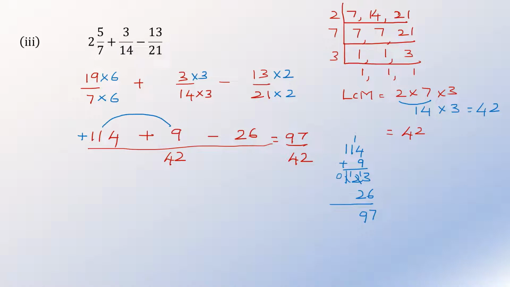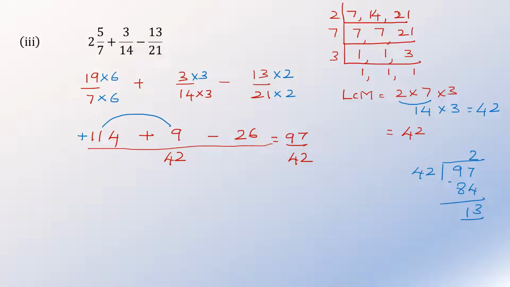97 by 42. Okay, now this is an improper fraction, so let's convert it to a mixed number. Let's divide 97 by 42. 42 into 2 will give us 84. So let's continue and see. 7 minus 4 is 3, 9 minus 8 is 1.